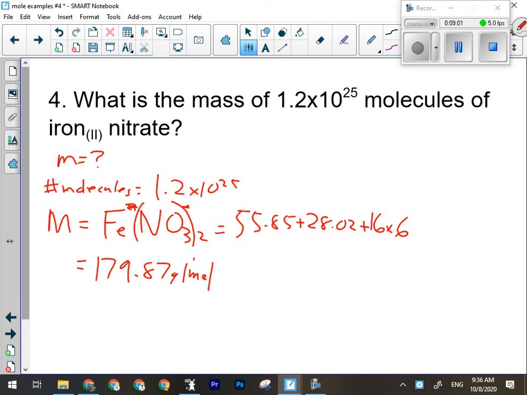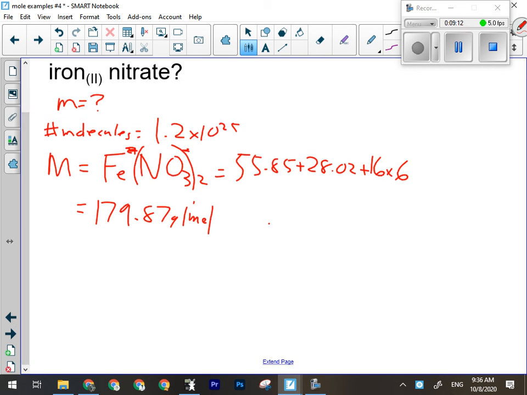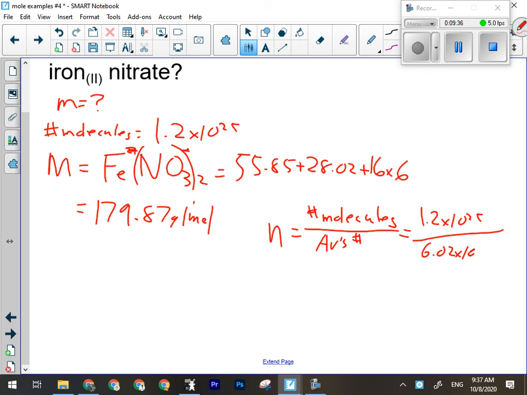All right, so now we got that. We're looking for the mass. We have the number of molecules. If we're going to get mass, we still need number of moles. We still need N, and we don't have it. So we're going to use our number of molecules. And what are we going to do with it? We're going to divide it by Avogadro's number. This is the number we have. Avogadro's number is the number in 1 mole. Dividing those 2 will leave us with moles. So we have 1.2 times 10 to the 25 over 6.02 times 10 to the 23. So our number of moles.